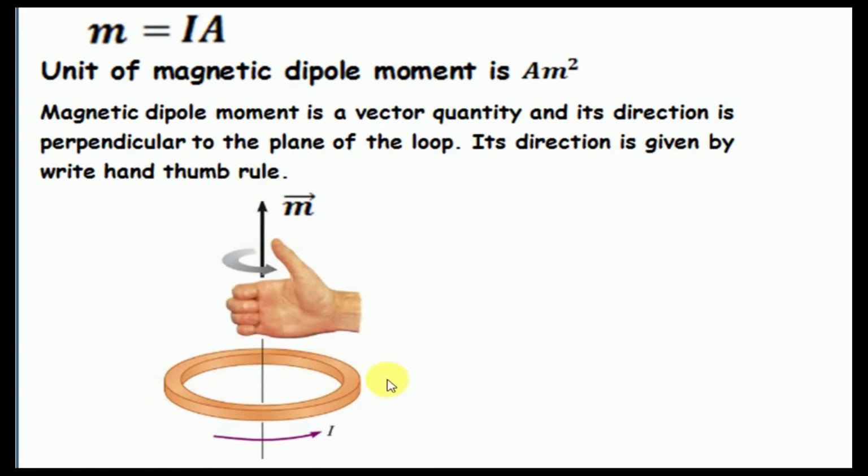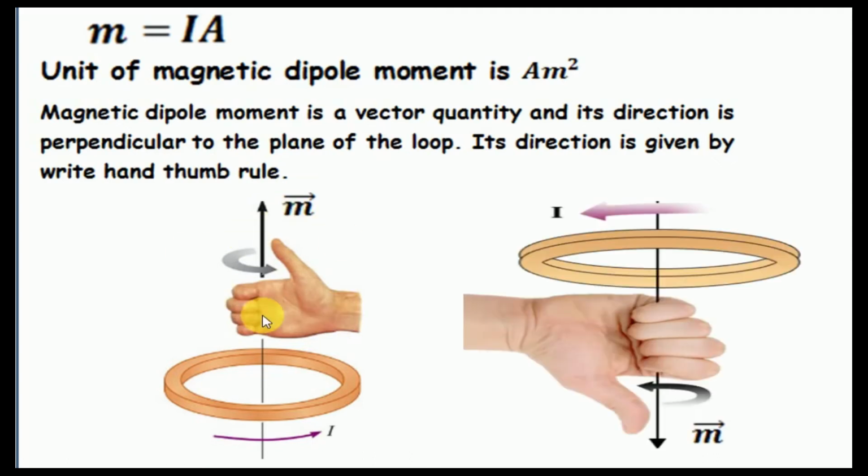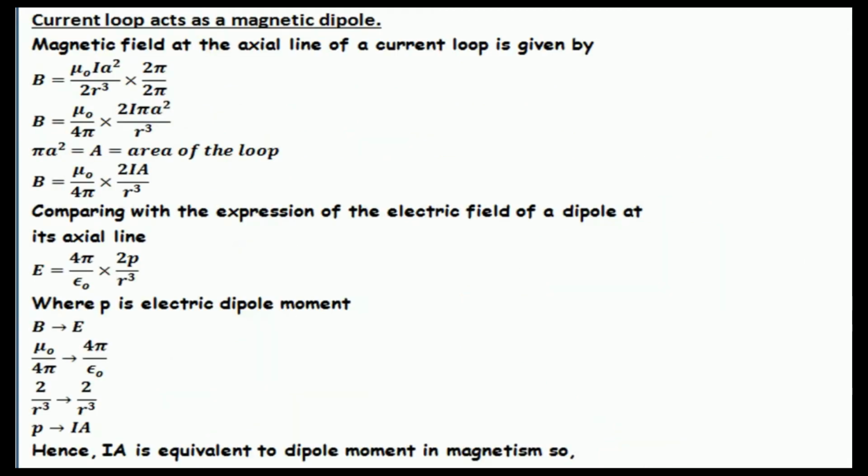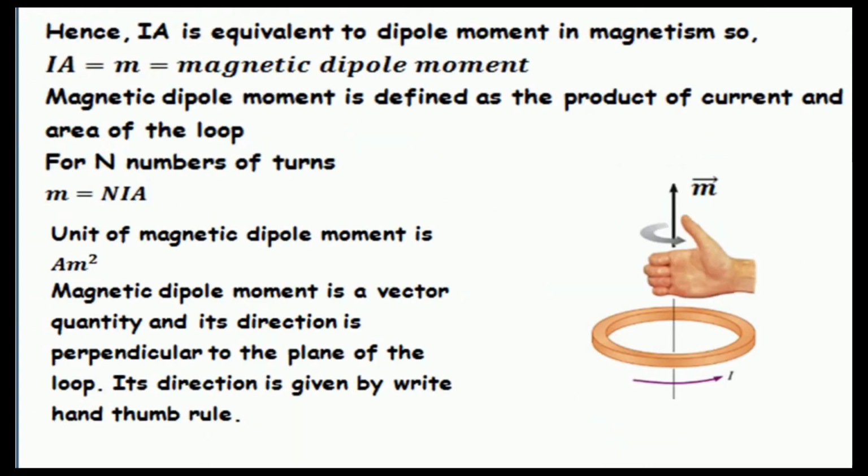So now you can see this dipole moment is perpendicular to the plane of the loop, and if you curl your fingers in such a way that the curling of the fingers shows the direction of current, then the thumb shows the direction of the magnetic dipole moment of the loop. Out here also, if the current is going towards the left, then the magnetic dipole moment will be opposite. So these are the same notes, you can pause and copy.